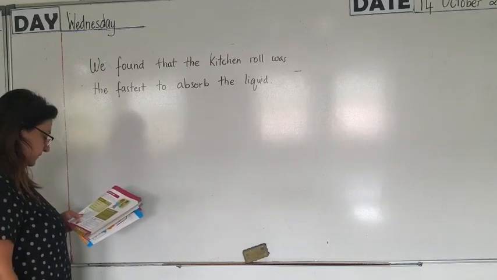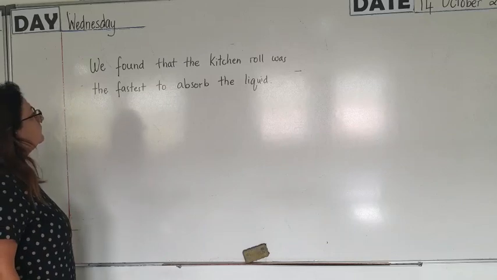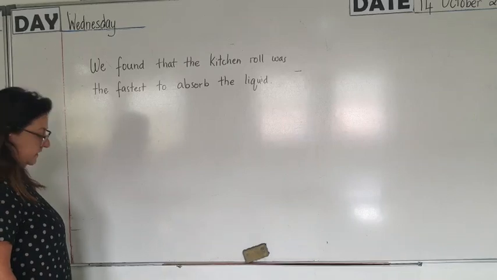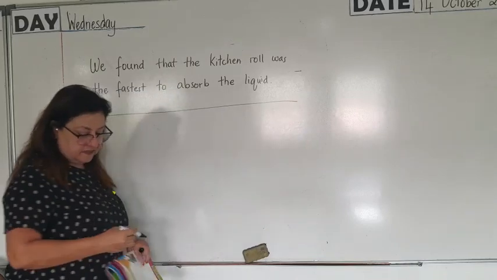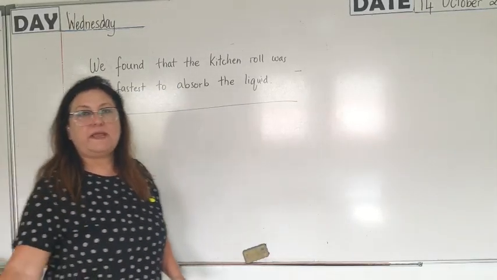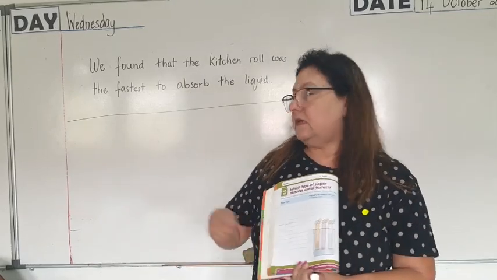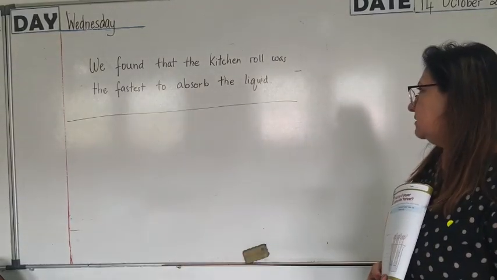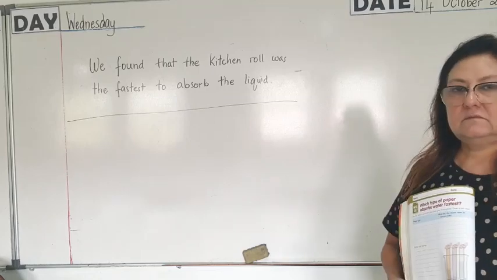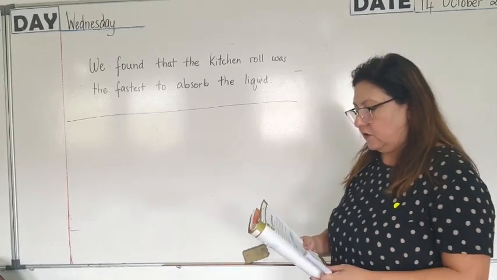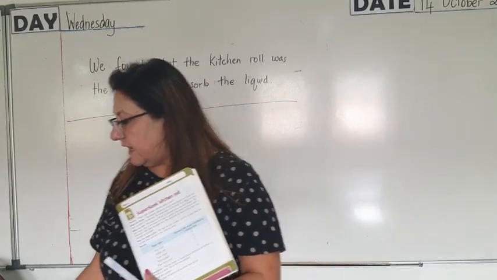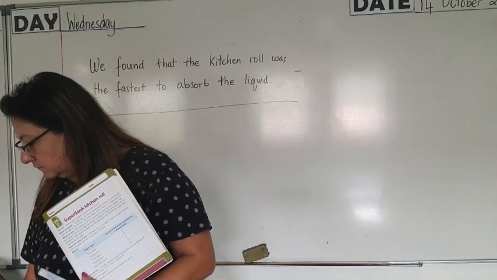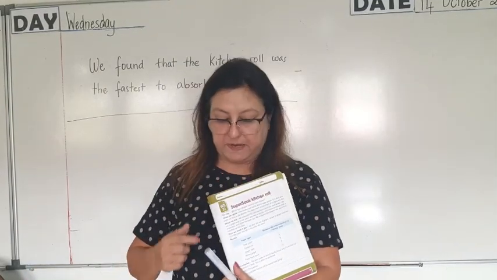This is what we found out. This is what you can write in the space at the bottom, under Explain your findings. Then go to the next page and write down the date again on the next page.